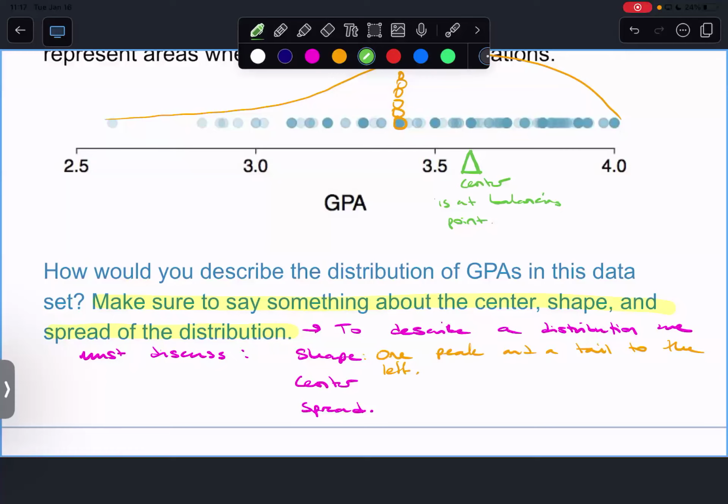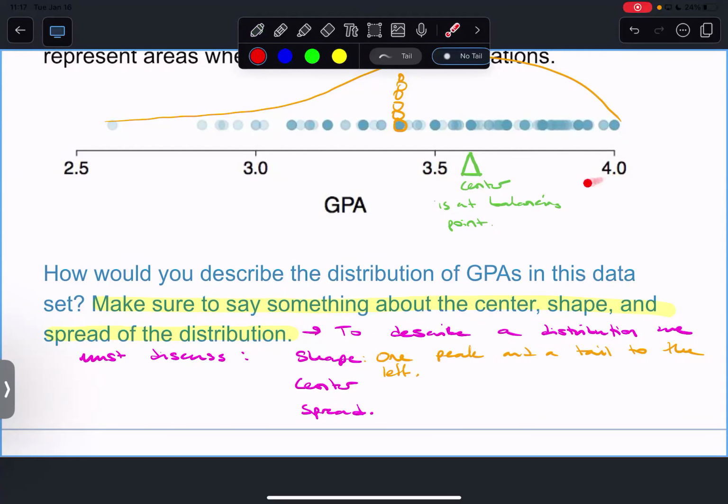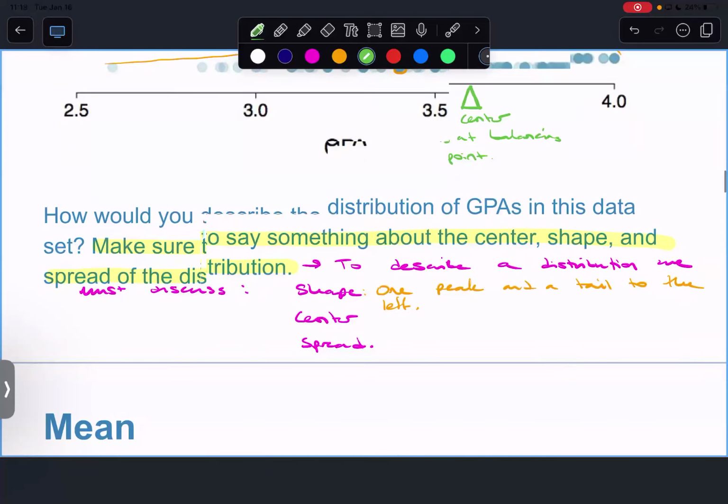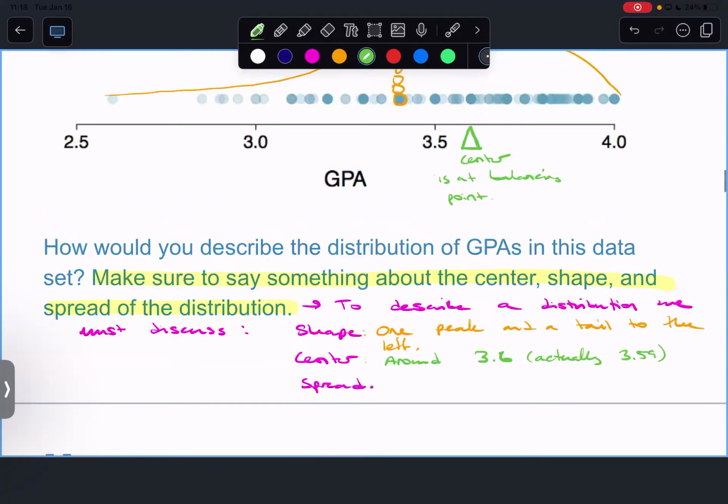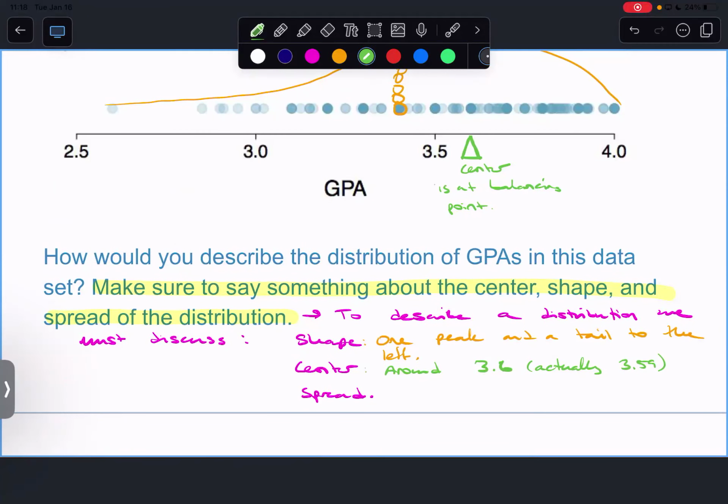Just rough approximations. Now here, this distance is 0.5, so 0.25, I don't know, 3.6. I know, rude. I happen to know it's 3.59, but that's not obvious from here, and that's not something that I expect. But here I would say the center is around 3.6. And then I'll add, it's actually 3.59. Pat myself on the back. I did an awesome job.